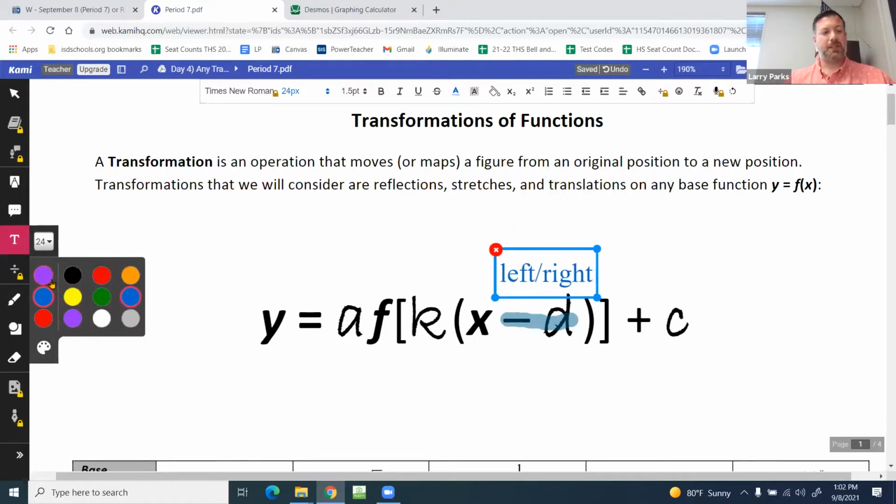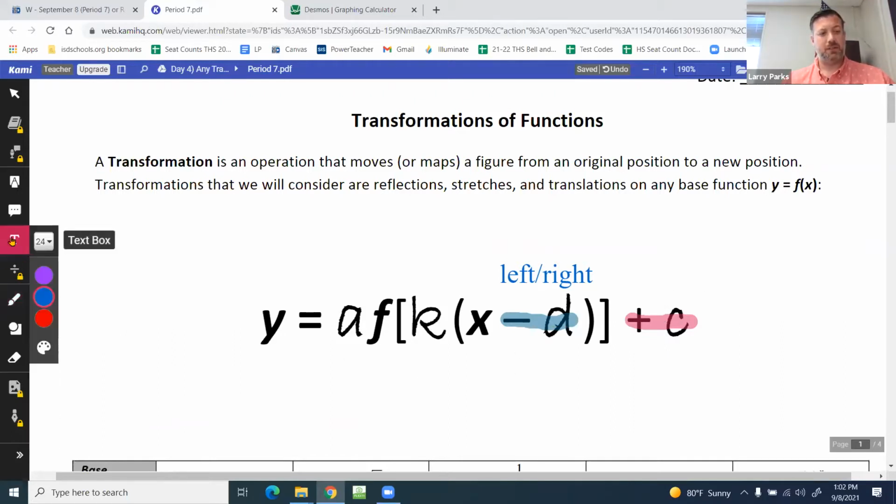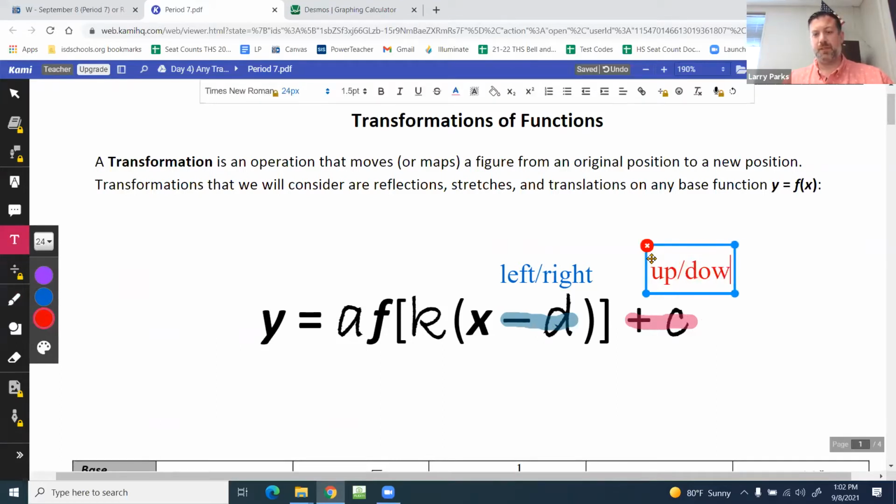This number, the plus C, and notice we don't have absolute value, but the transformations we talked about actually apply to any function. So if there's a number on the outside, it moves it up and down. Okay. And then we already talked about the A value.